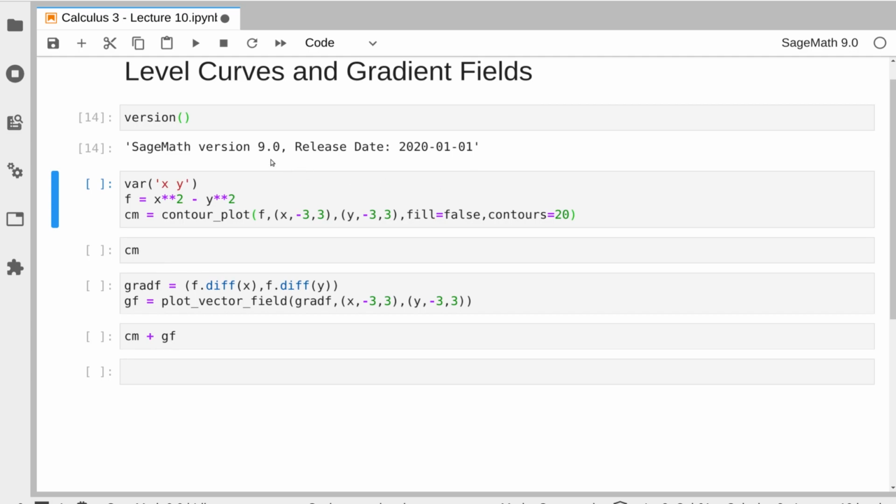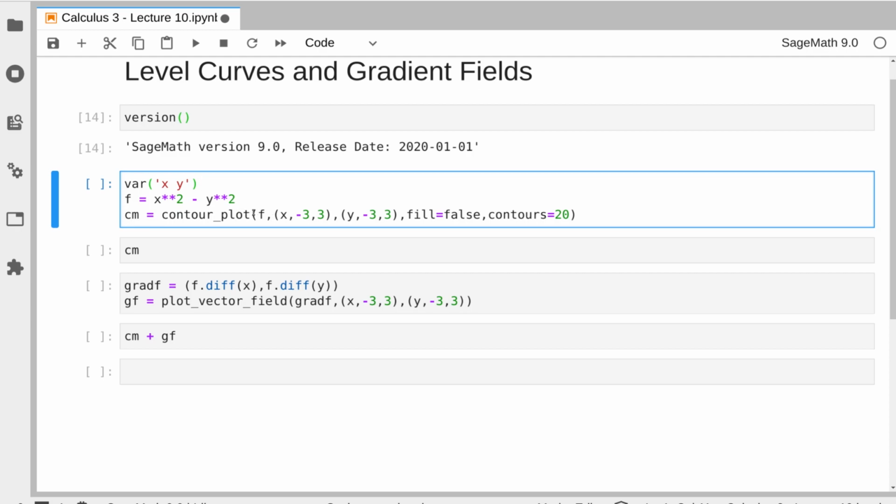Currently, at the time of making this video, 9.2 is available, but I haven't upgraded yet. So there's the version. Now we're going to define the function. So here are the variables x and y. The function is just x squared minus y squared. And I want to make the contour plot now.